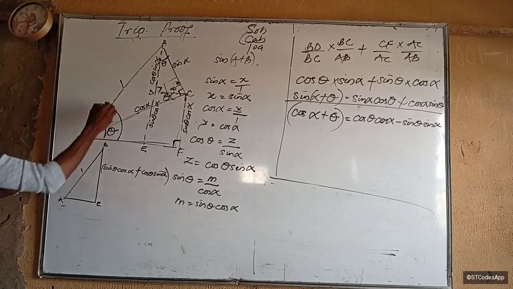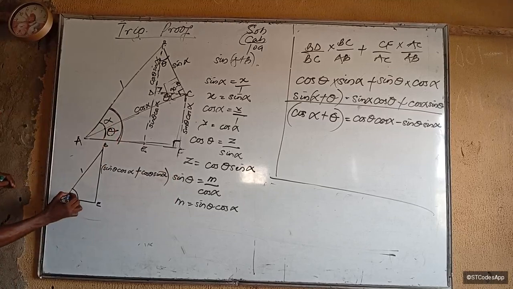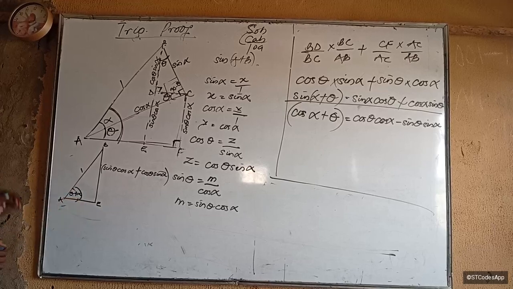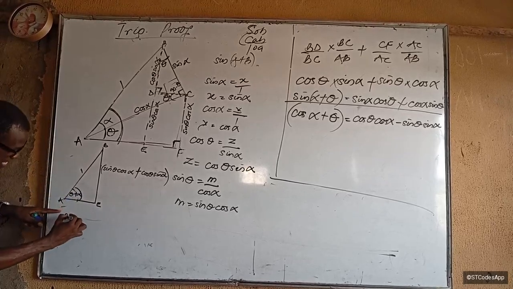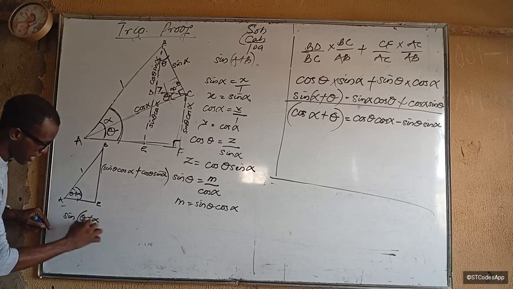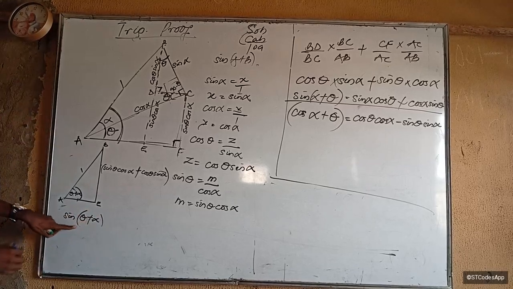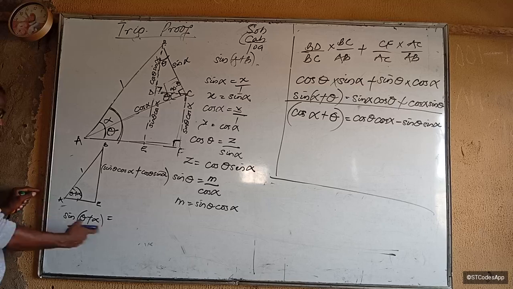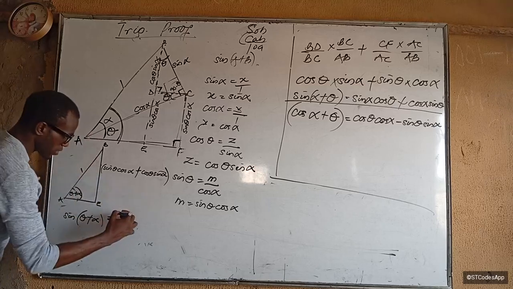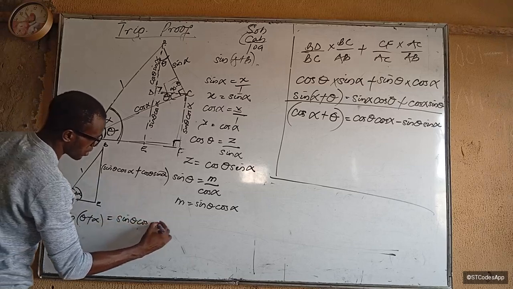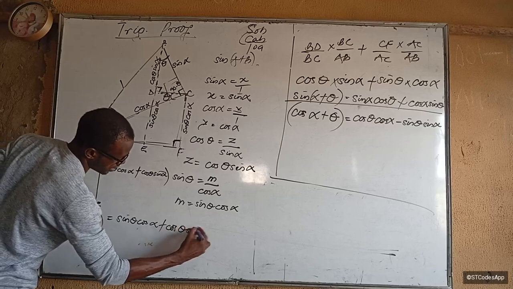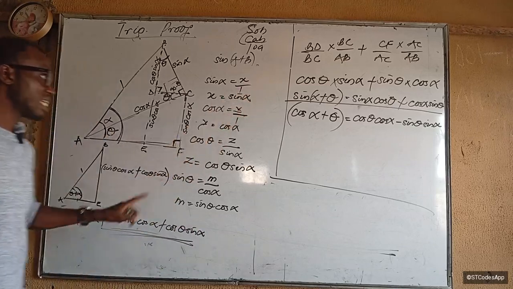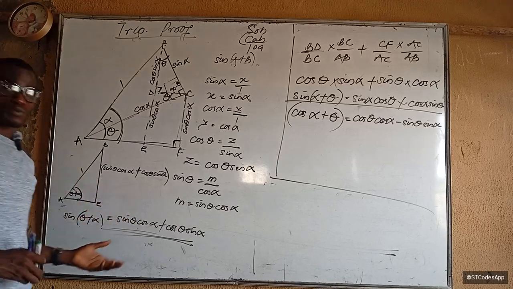So what will be the angle here? The angle here is this entire angle, which is alpha plus theta. Alright, if that be the case, then to find the sine of theta plus alpha, it becomes opposite over hypotenuse, right? Opposite will be sine theta cos alpha plus cos theta sine alpha, over 1, and that remains the same. So you see, it is exactly the same. So that's how to prove it.